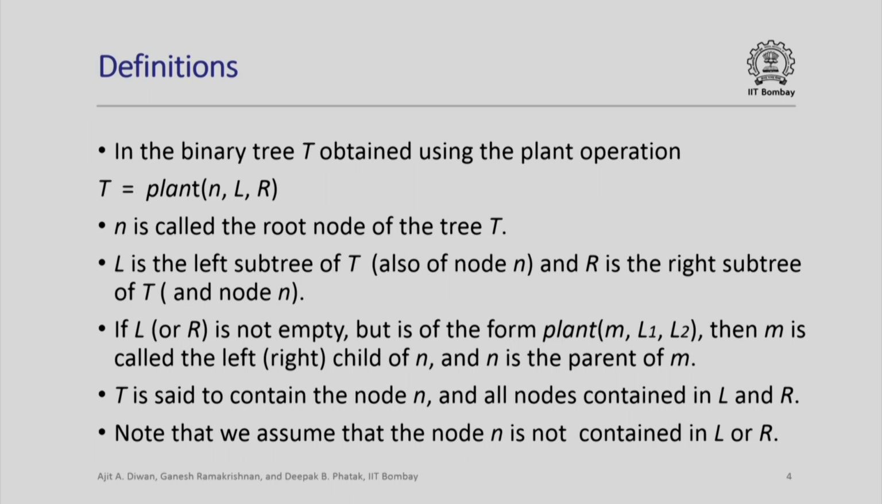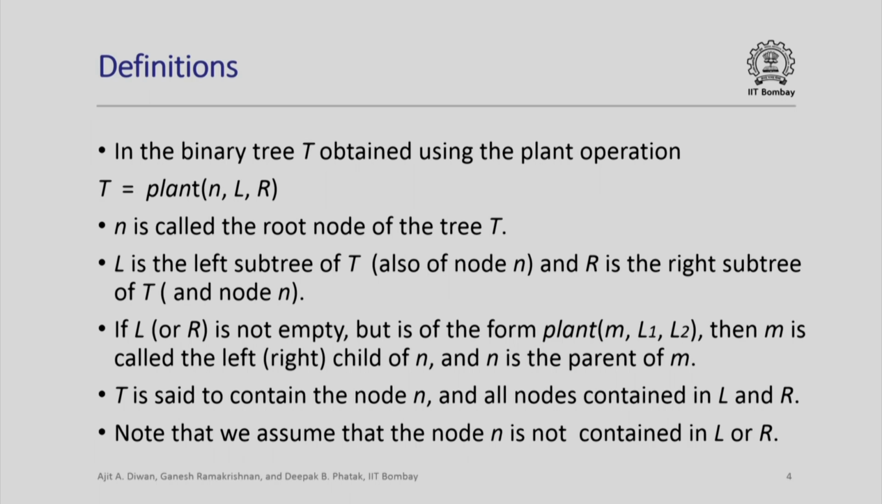If L or R is not empty, but is itself of the form plant M L1 L2, then M is called the left or right child of N and N is the parent of M. That is, if L is not empty, then its root is called the left child of N, and if R is not empty, then its root is called the right child of N, and N is called the parent of that. And we say T is said to contain the node N and all the nodes that are contained in the left and right subtree.